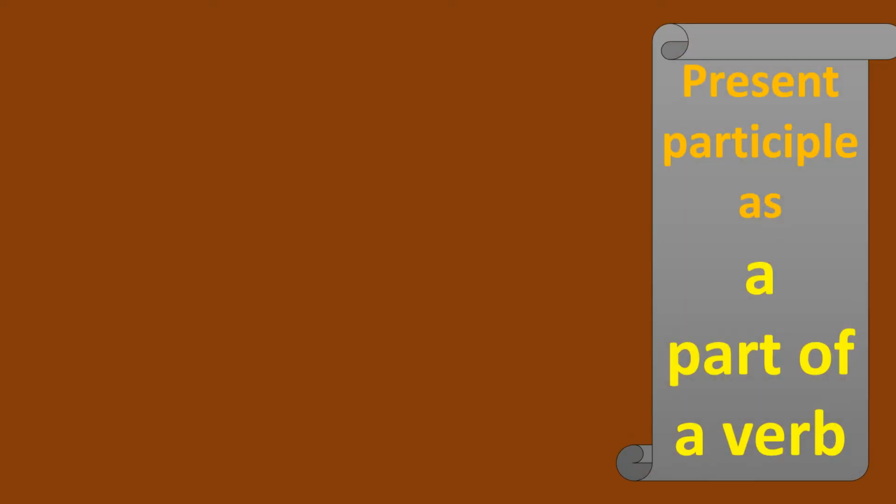We have learned that the present participle is used as a part of a verb and it is used as an adjective. Let's see the first one, the present participle as a part of a verb. It is used as a part of a verb. Okay, let's see some examples on this usage.